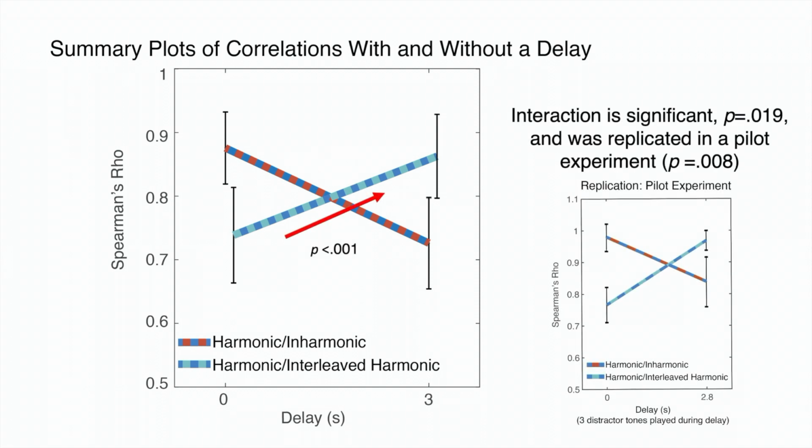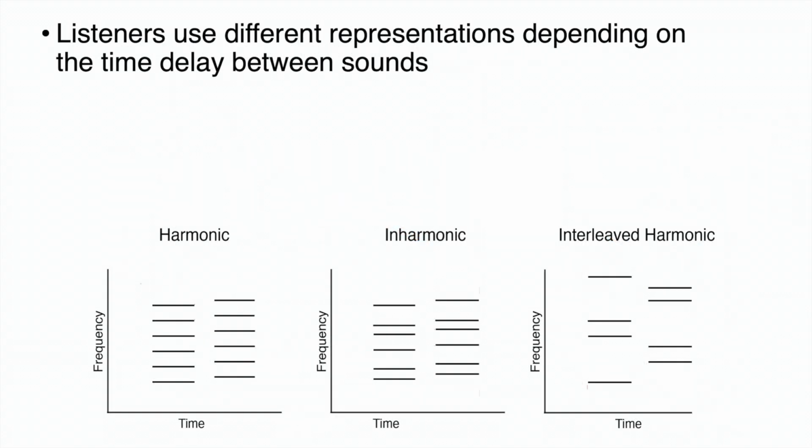We observed the opposite pattern for the harmonic and interleaved harmonic conditions, the latter of which forces the listener to use a representation of the F0. For this pair, the correlation was lower without a delay than with a delay. Together, these findings suggest that listeners use different representations depending on the time delay between sounds.